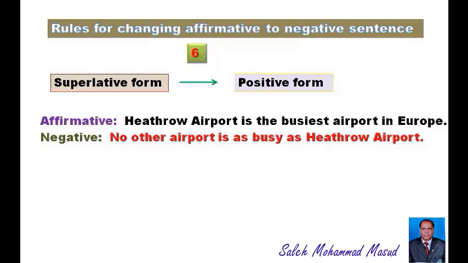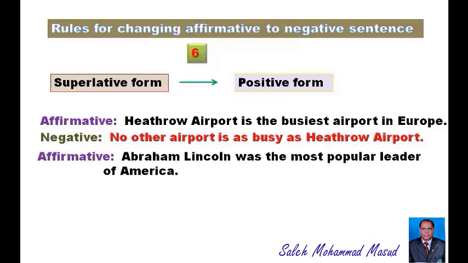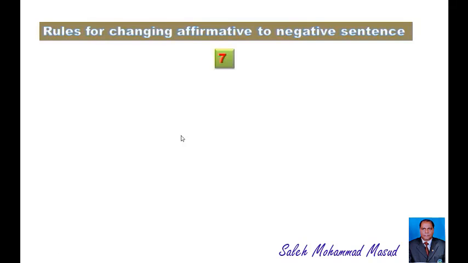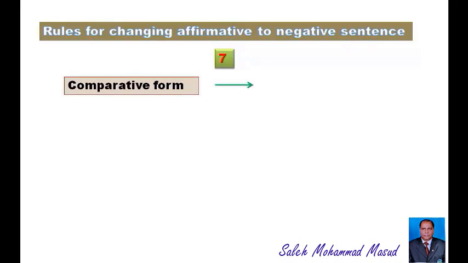Similarly, Abraham Lincoln was the most popular leader of America. The negative form is no other leader of America was as popular as Abraham Lincoln. Number 7. For making a sentence negative, comparative form will be turned into positive form.